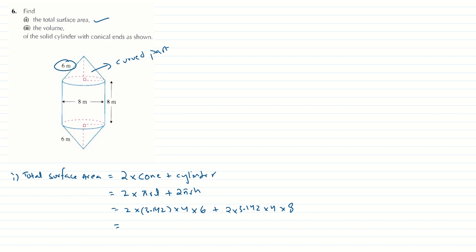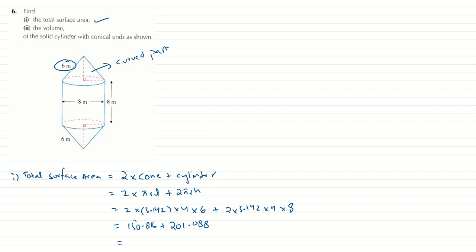Now when you calculate this, 2 4s are 8, 8 6s are 48. So 48 multiply by 3.142 gives 150.816. Plus 2 4s are 8, 8 8s are 64, 64 times 3.142. So this gives 201.088.